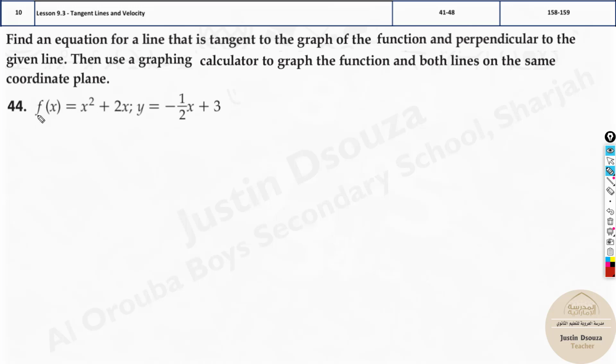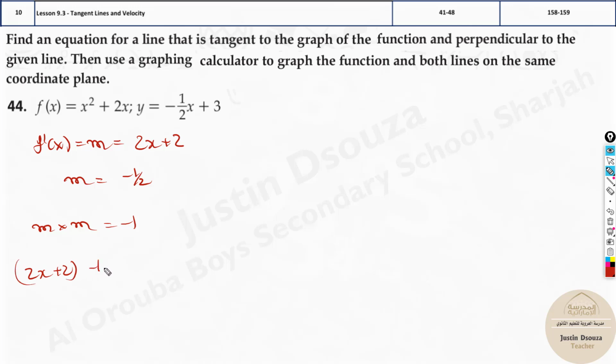First thing, there will be one function and one line. The function's tangent line is what we need to solve. So find f dash of x, that is equal to m of the tangent line. Derive it: 2x plus 2. That's it. Now find the slope of the other line. M will be -½. You need to know the tangent line is perpendicular over here, so if you multiply the slopes, you will get -1. So let us multiply 2x plus 2 times -½ equals -1 and solve for x.